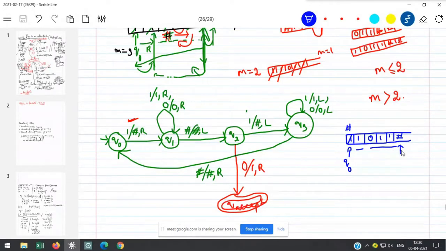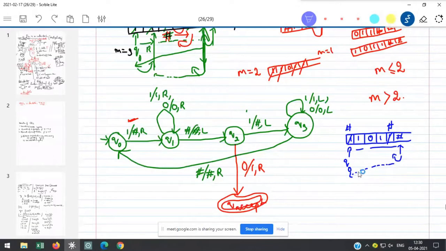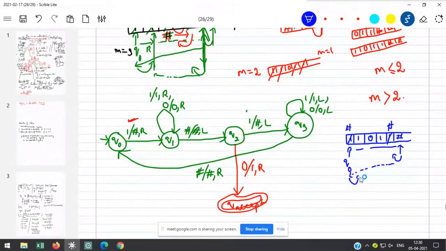So now, once I find this hash, I'm moving towards the left side, and if you find one, cancel it, and then keep moving towards the left side till you find hash. This is the scenario here, Q3. And then once you find hash, I'm moving towards the right side, and then I'm canceling this by hash.